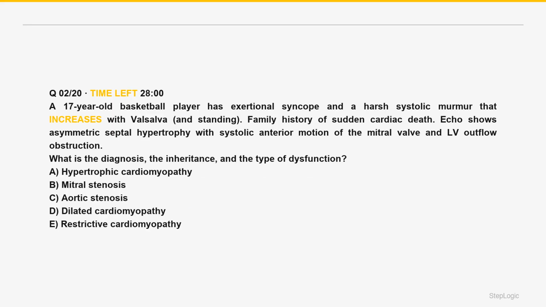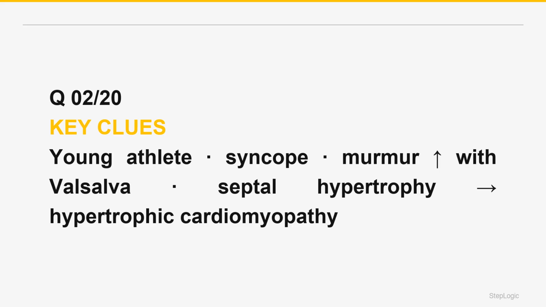What is the diagnosis, the inheritance, and the type of dysfunction? A 17-year-old basketball player has exertional syncope and a harsh systolic murmur that increases with Valsalva and standing. Family history of sudden cardiac death. Echo shows asymmetric septal hypertrophy with systolic anterior motion of the mitral valve and LV outflow obstruction. Read the command: diagnosis, inheritance, dysfunction. Young athlete, exertional syncope, murmur increased with Valsalva, septal hypertrophy, SAM, HOCM, autosomal dominant sarcomere mutation, diastolic dysfunction.